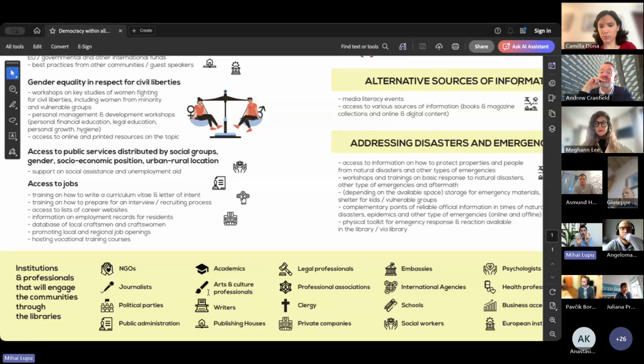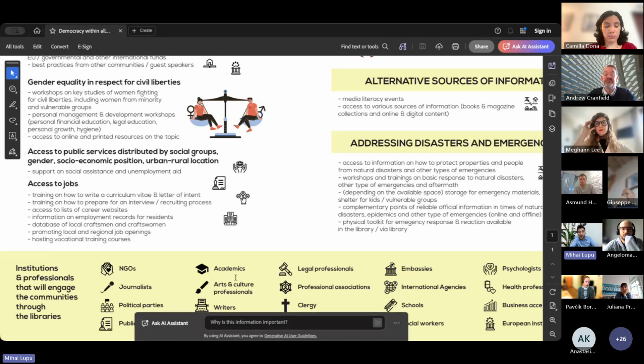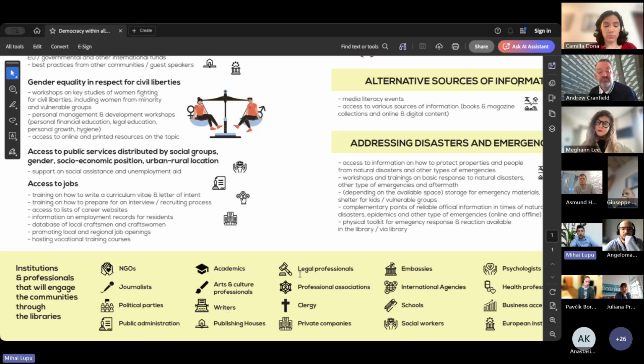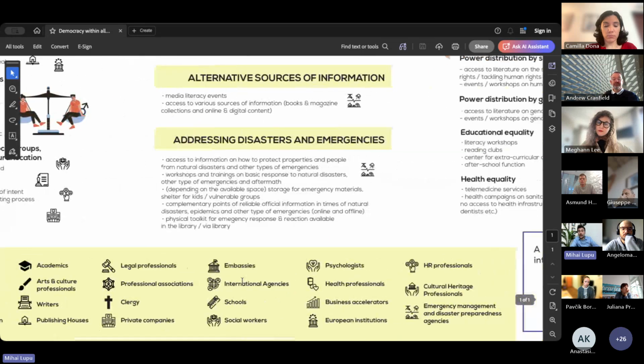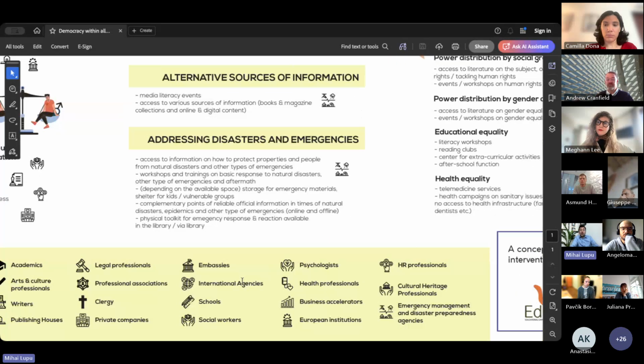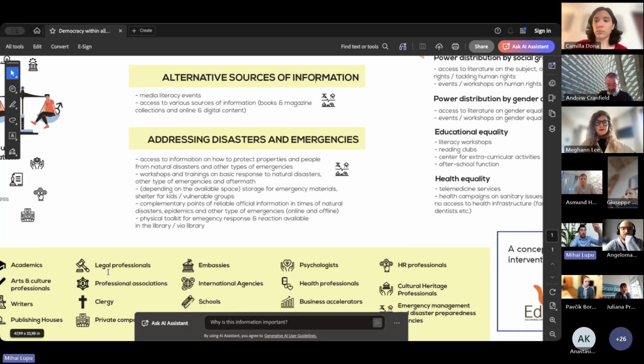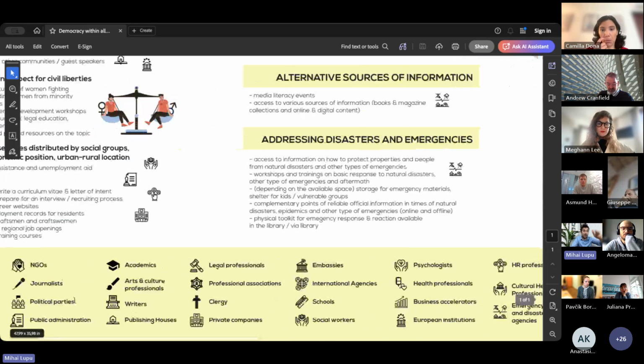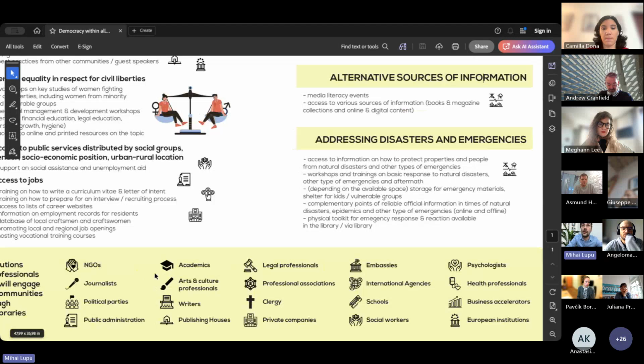So it's a matter of how do we bring these professionals to the local communities, especially the small communities, in order to give more chances to the local communities to actually have the context to behave as citizens, right? And to consume democracy. And the library is essential because it will become the host for such psychologists, HR professionals, legal professionals, writers, academics, journalists, NGO people, and so on.